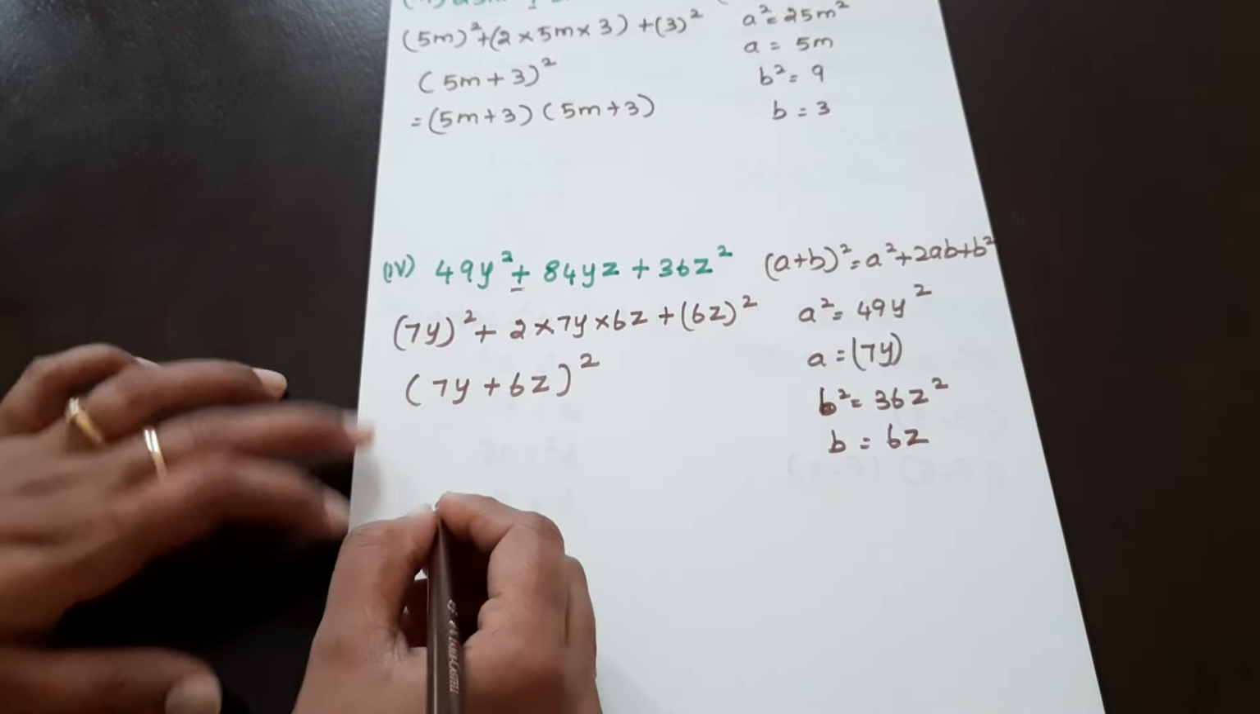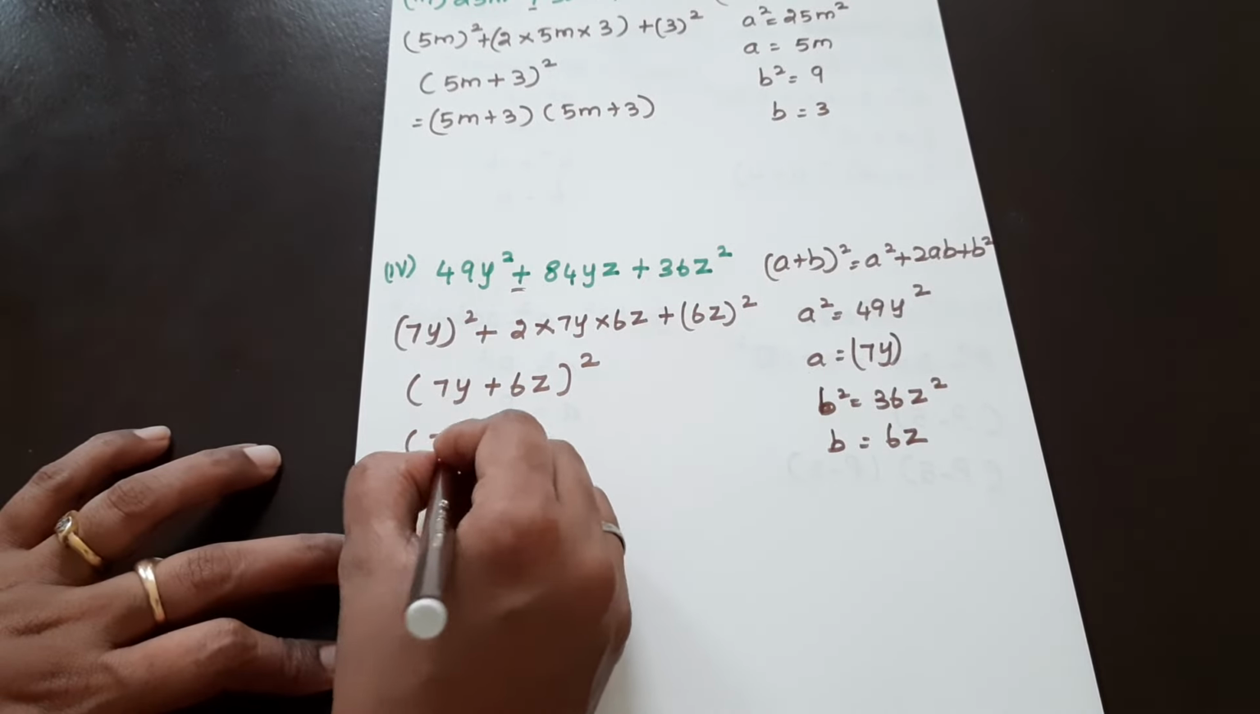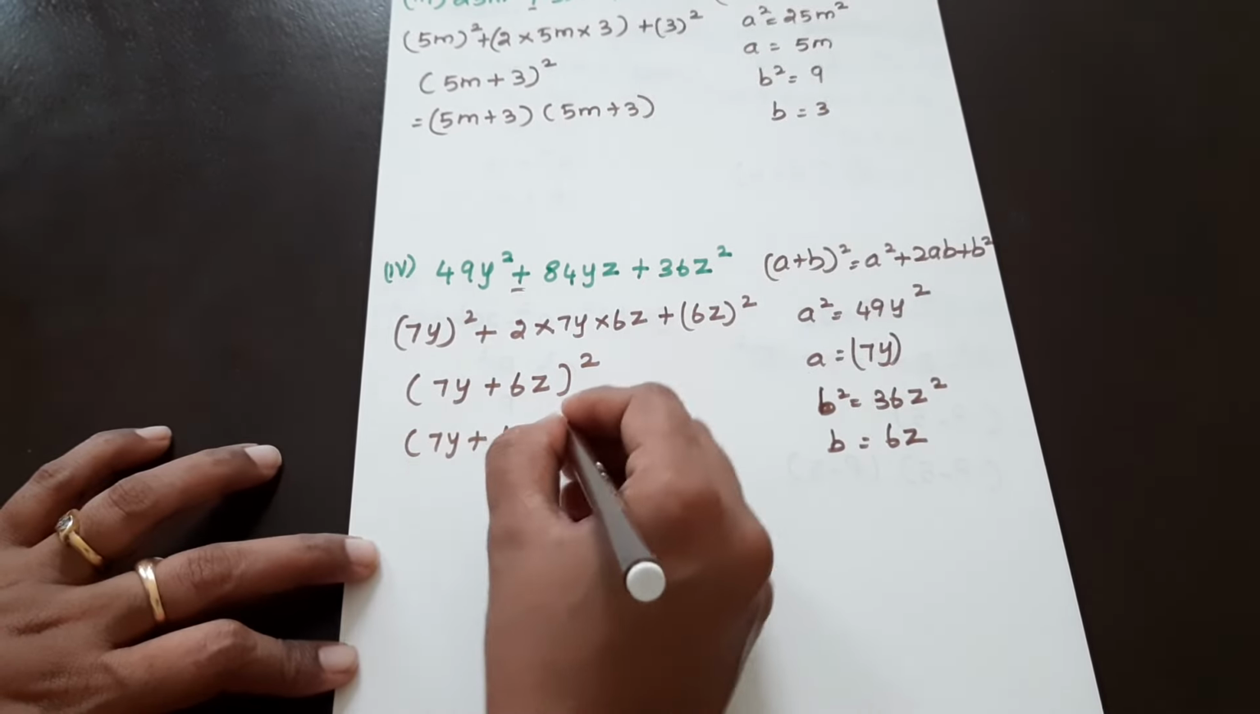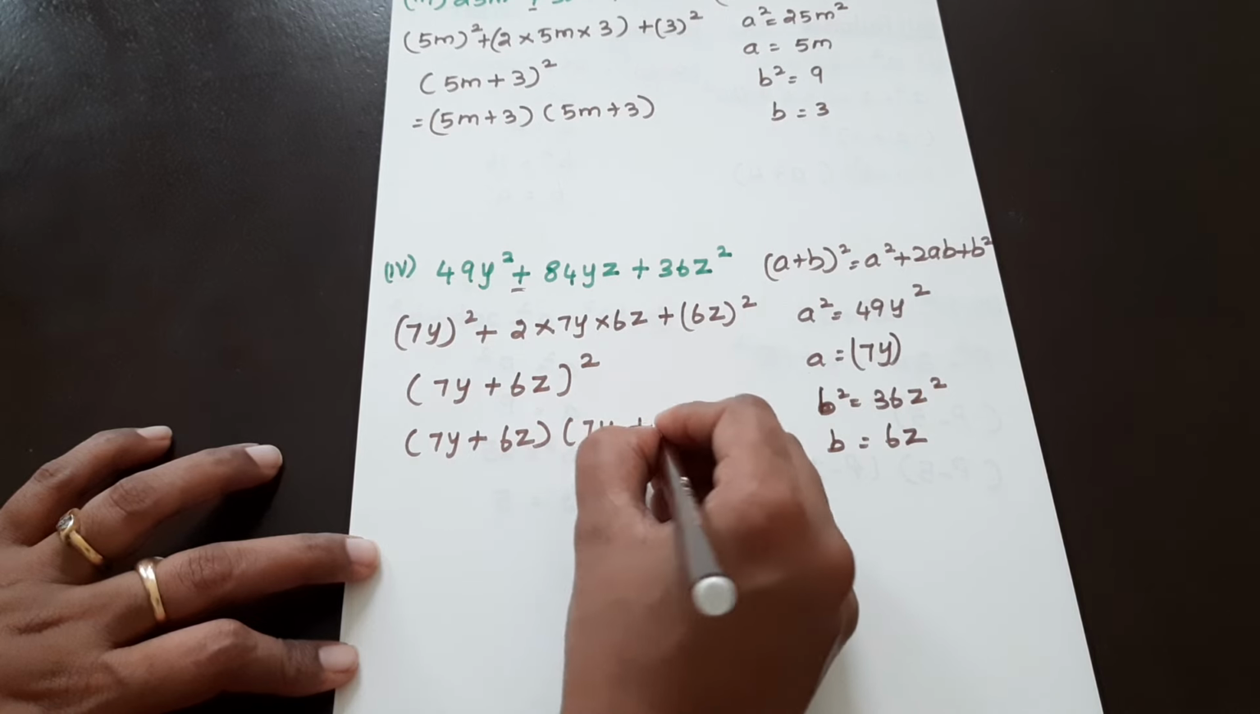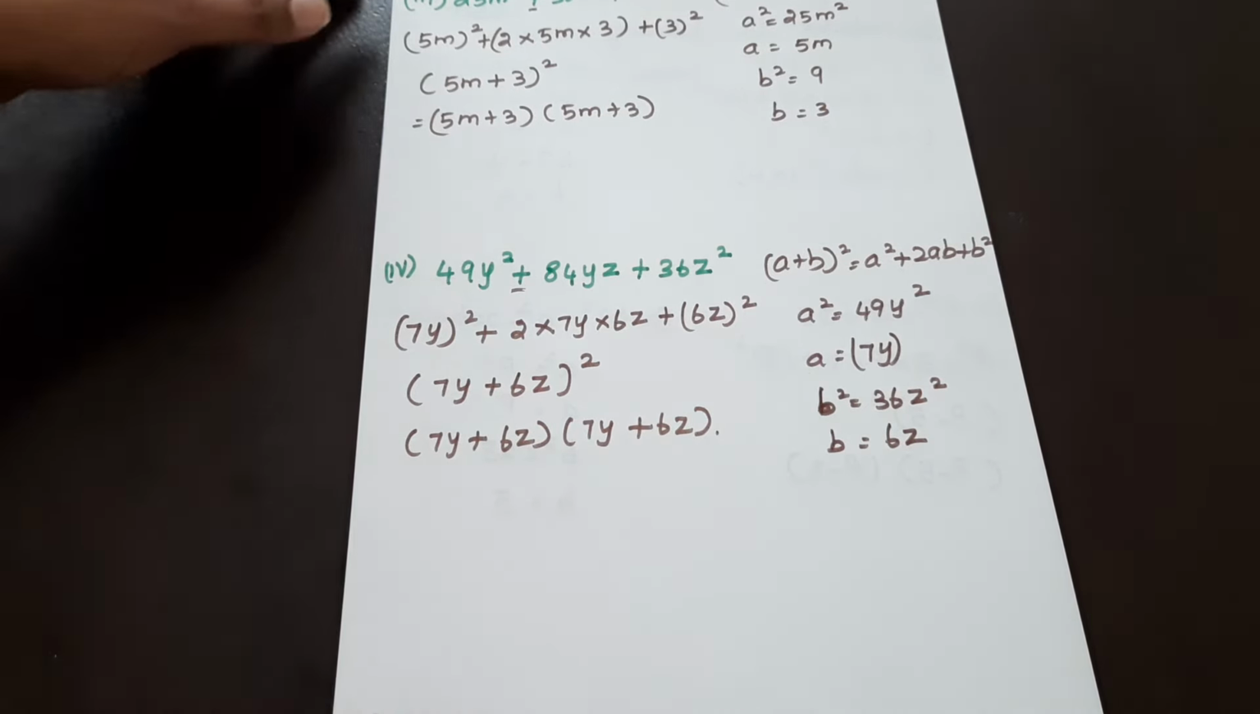So now a is 7y plus b is 6z, whole square. So we can expand this: (7y plus 6z)(7y plus 6z). Okay, so next part in the next video.